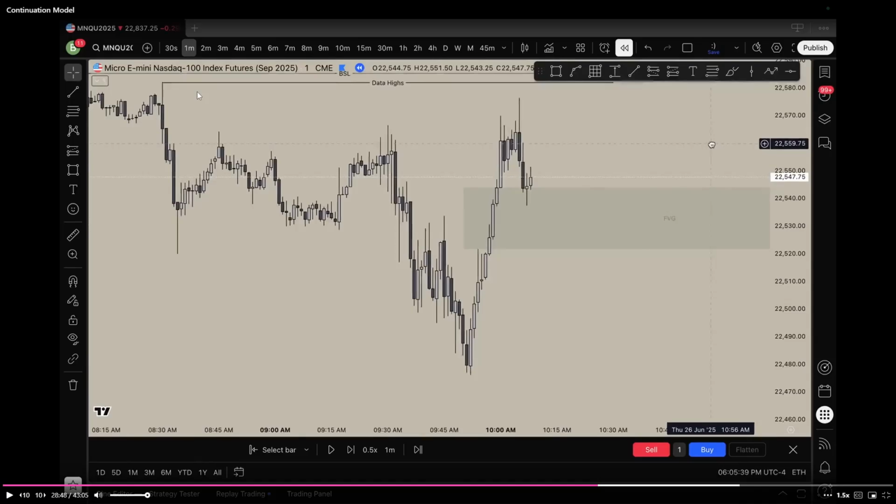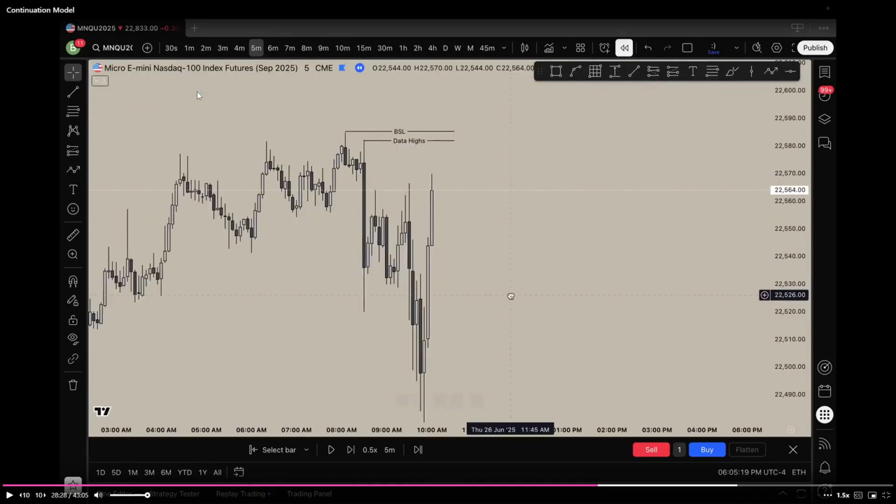We can go back to what he was looking at too. Buy side liquidity up here, data highs. It doesn't sweep it out. You could say this is low resistance. If it did sweep it out, this would be high resistance, right? We probably don't want to go for that. But it's low resistance. We didn't sweep anything out.